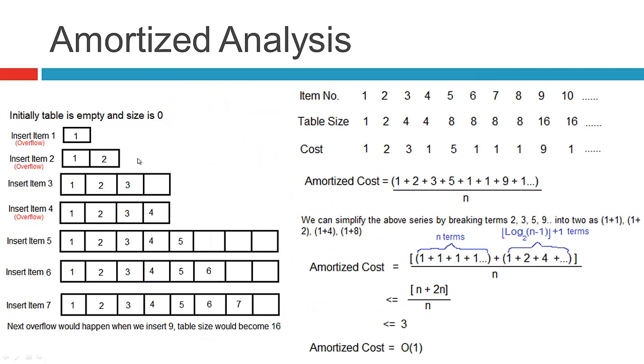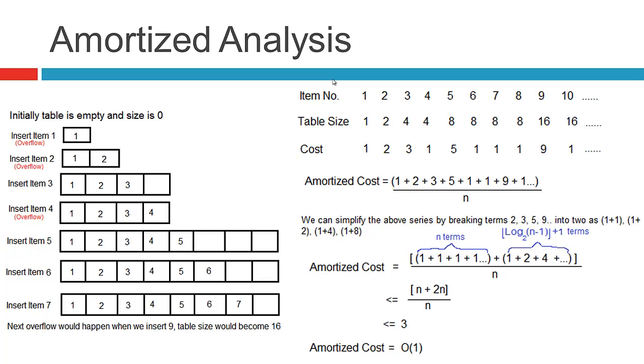Here on the left, we have that same figure showing the insertions. And here on the right, we're actually going to do analysis. So for item number 1, for instance, our table size is 1. So our cost of appending or inserting it into that table or array is just 1. Item number 2, table size was 2, so our cost was 2, order n. And here's where basically the magic of the amortized analysis happens.